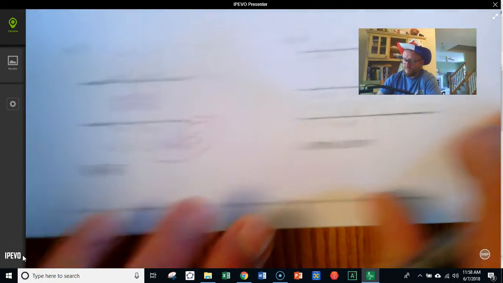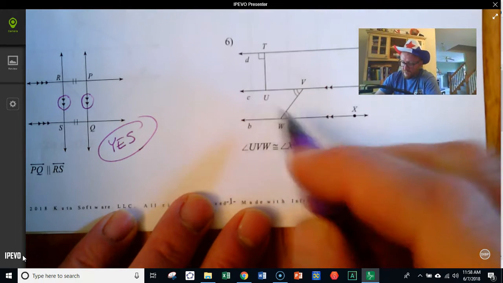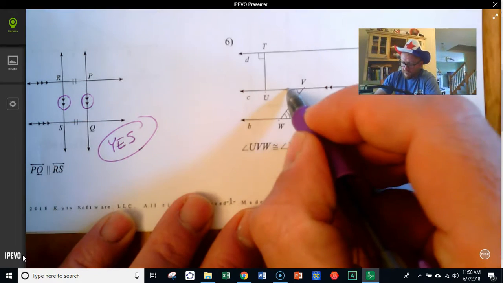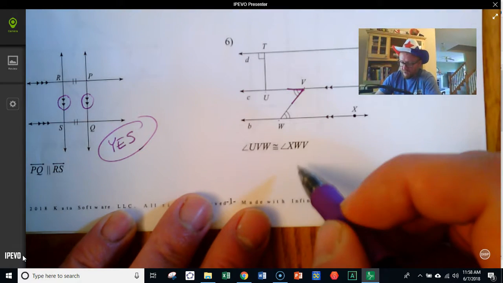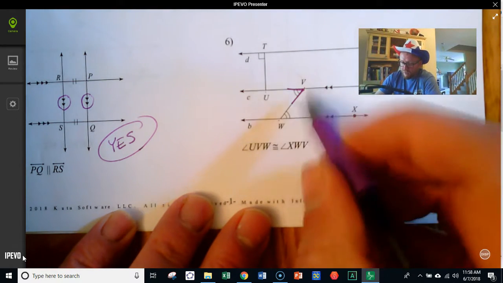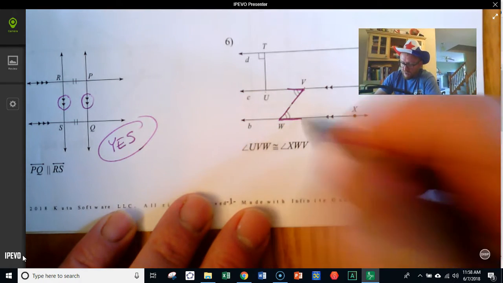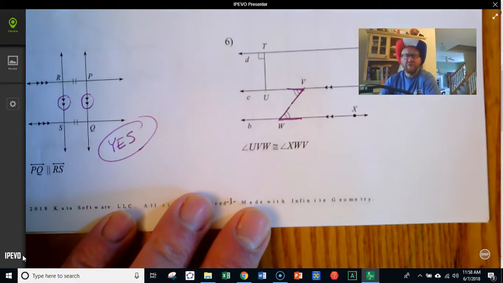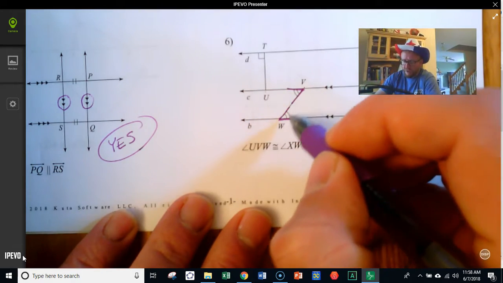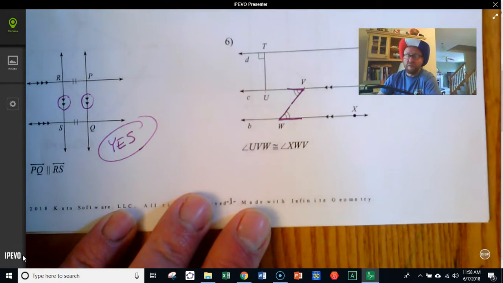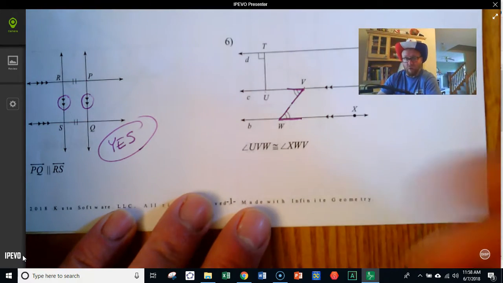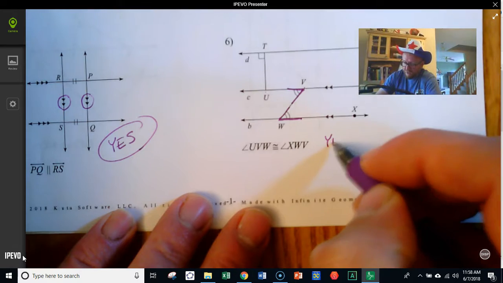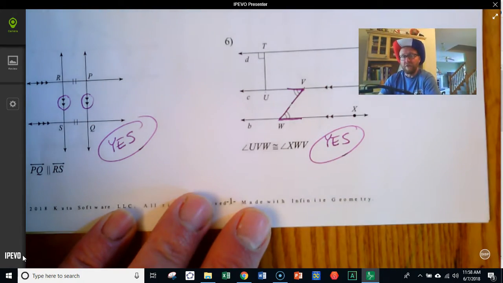is in the diagram. So let's take a look here. UVW, that's this angle right here, is congruent to XWV, that's this angle right here. You see how they've got these little arcs in them? An arc is just a little portion of a circle. And I got like a double arc here and a double arc down here. And when you see that two angles are marked with the same number of arcs, that means that they're congruent. So in this case, yes, those two angles are marked as congruent. Okay, let's take a look at some others.